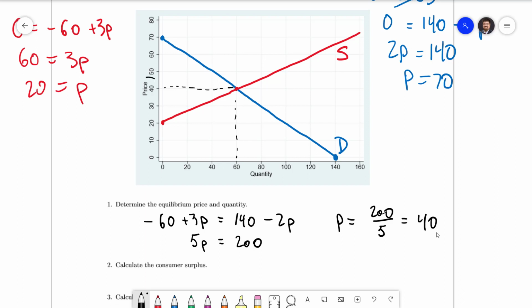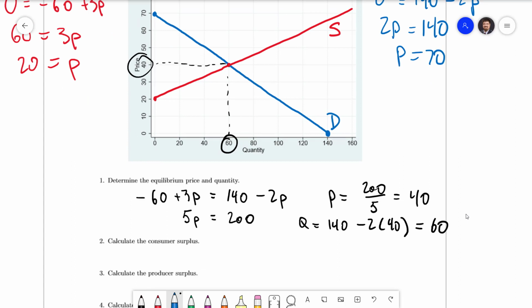And that lines up perfectly with the price we have on our graph. Plug this 40 into either of our supply or demand functions to get the quantity. Let's do the demand function. So we get quantity equals 140 minus 2 times 40, which is going to be 60, just like we see here. So we've confirmed what we see on the graph with the algebra.